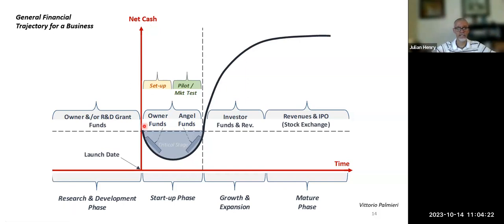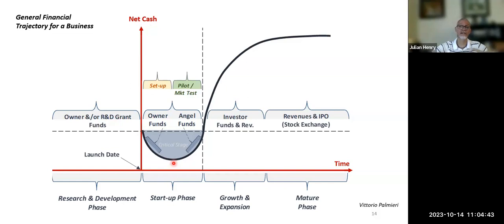So this is where you start, assuming you've done the research and development already. So you've done that, you have a proven business concept, and you now want to start a company. This is where you start. You're going to be spending money. Your money is just going to start to go down. It's going to fall because you're going to be spending that money.